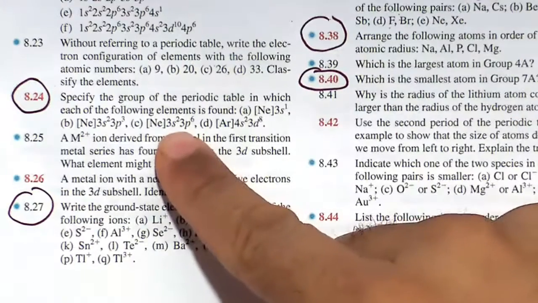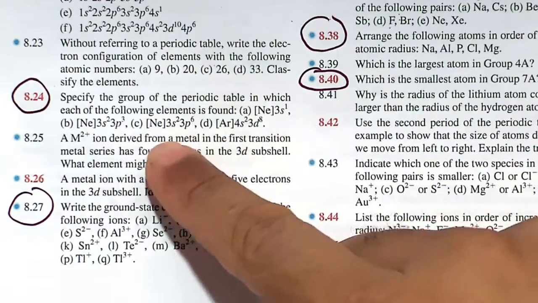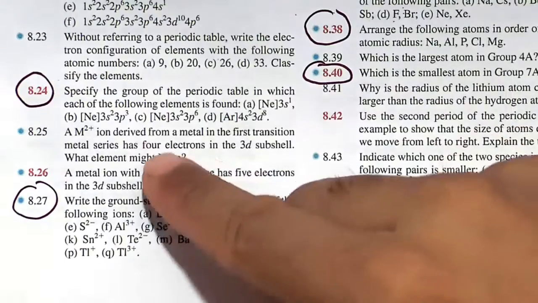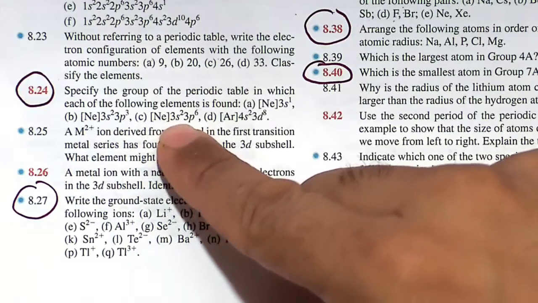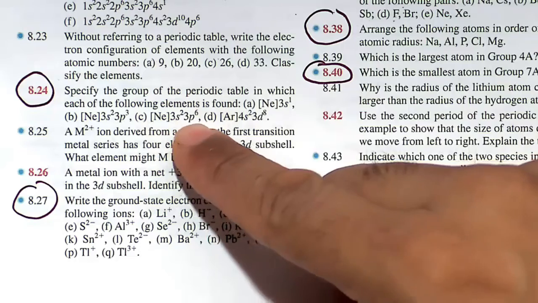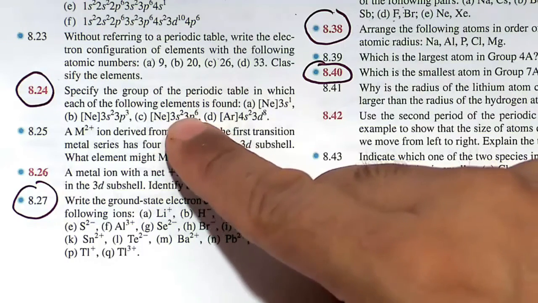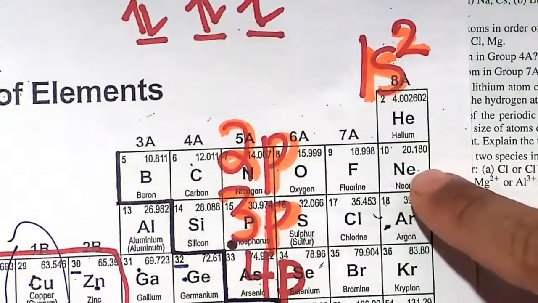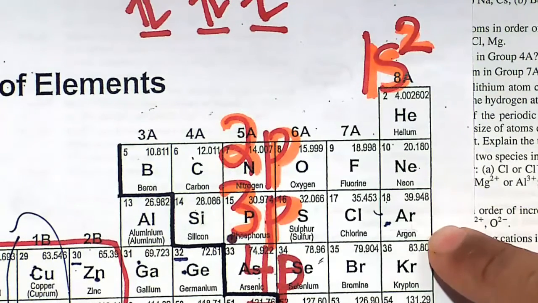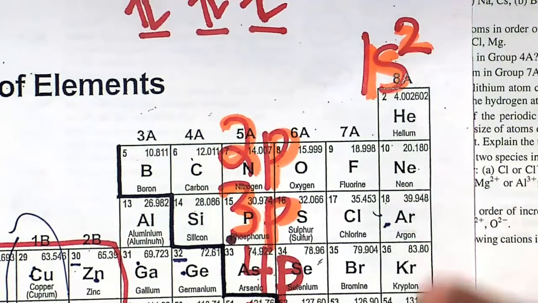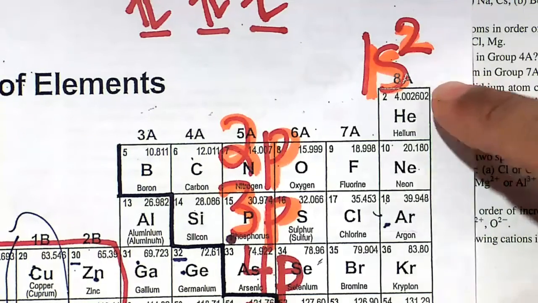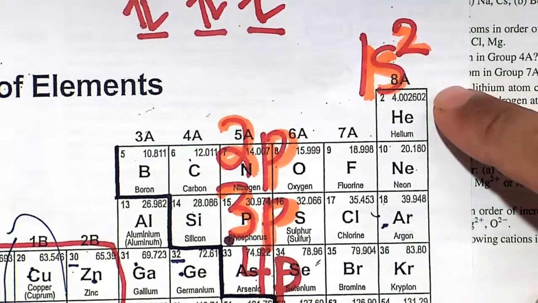Part C is asking for neon 3s2 3p6. Neon has 10 electrons, and then the 2 electrons for filling up the 3s orbital, plus the 6 electrons filling up the 3p orbital. Those 6 plus 2 electrons is 8, and 8 plus the 10 electrons in neon gives you 18. This is the electron configuration for the noble gas argon, which goes in group 8A or group 18, and these are more formally referred to as the noble gases.